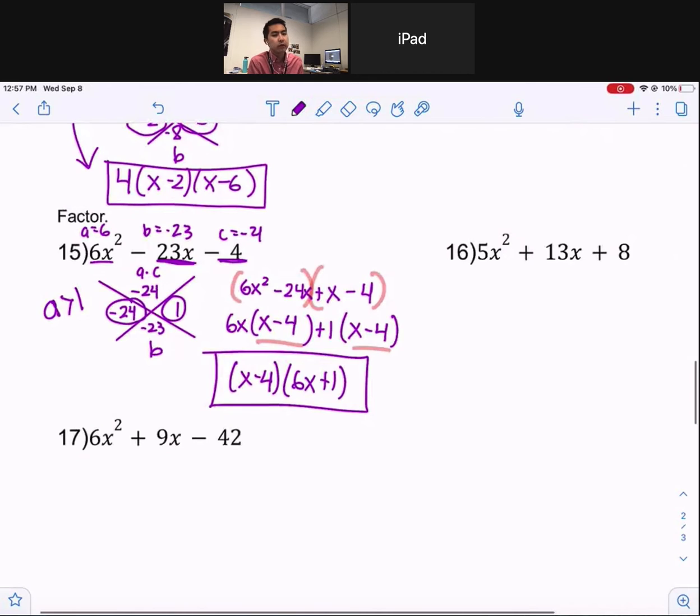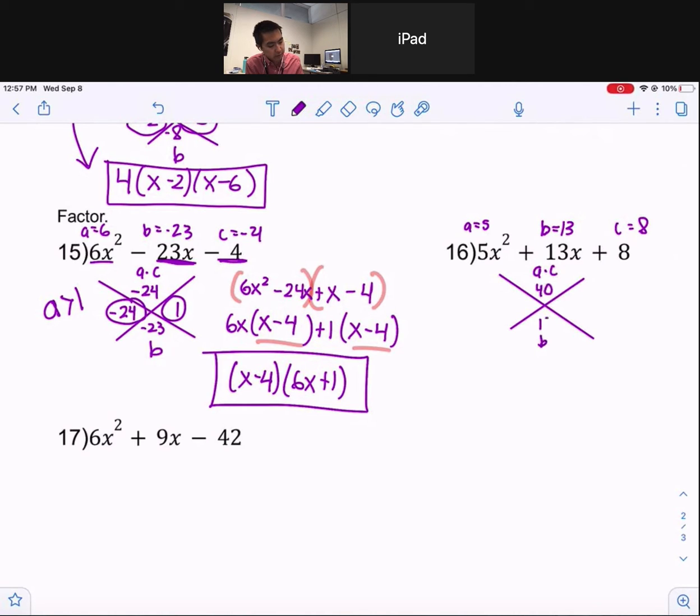16. You cannot factor out something from each term. So a equals 5, b equals 13, and c equals 8. A times c is up top, 40, and b is 13. The two numbers that multiply to the top, but when added give you guys the bottom, is 8 and 5. And don't you guys agree a is greater than 1? That's not 1, right? So we got to factor by grouping. Write down the first term, so 5x squared. The two middle terms, which is plus, remember to add the variables, 8x plus 5x, and then the last term, plus 8.